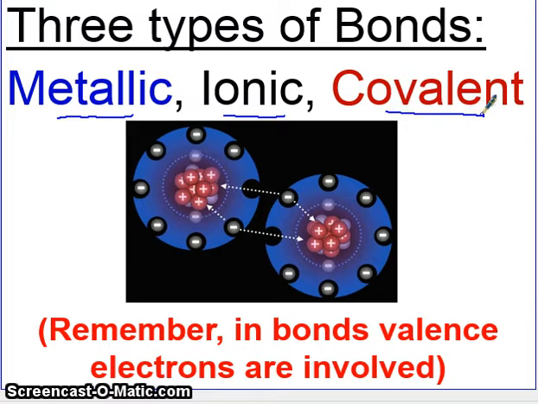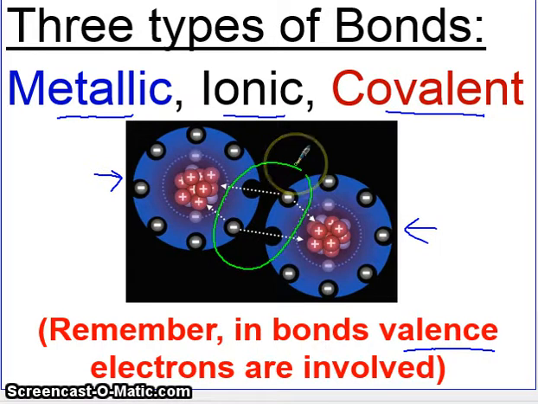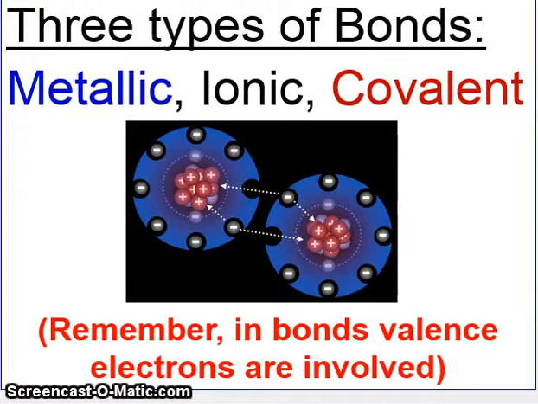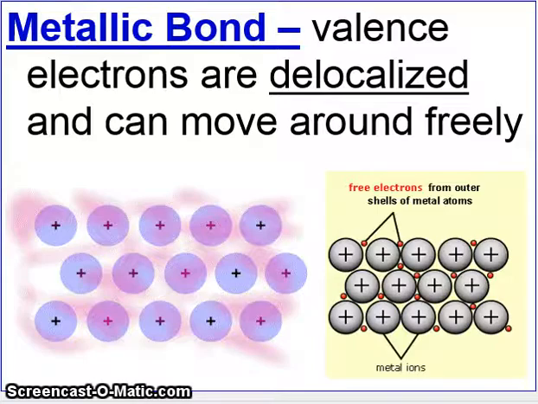Now, in all 3 of these types of bonding, when the atoms come together, so here's one atom bonding with the other, it's important to remember that it is the valence electrons that are reacting. On the outside of the atom, it is the valence electrons which are interacting. The inner electrons actually do not interact, is the idea. So we'll be looking at these valence electrons. Let's take a close look at the metallic bond.